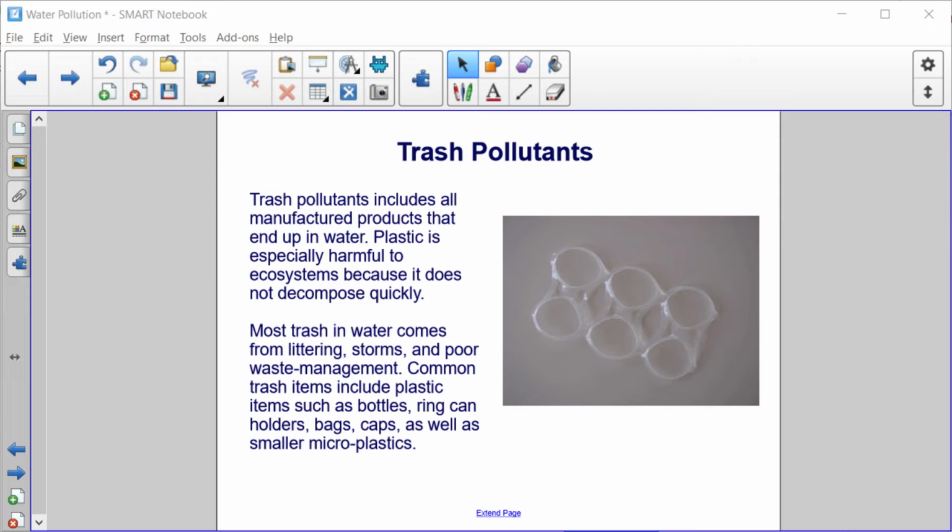Trash pollutants. Trash pollutants includes all manufactured products that end up in water. Plastic is especially harmful to ecosystems because it does not decompose quickly. Most trash in water comes from littering, storms, and poor waste management. Common trash items include plastic items such as bottles, ring can holders, bags, caps, as well as smaller microplastics.